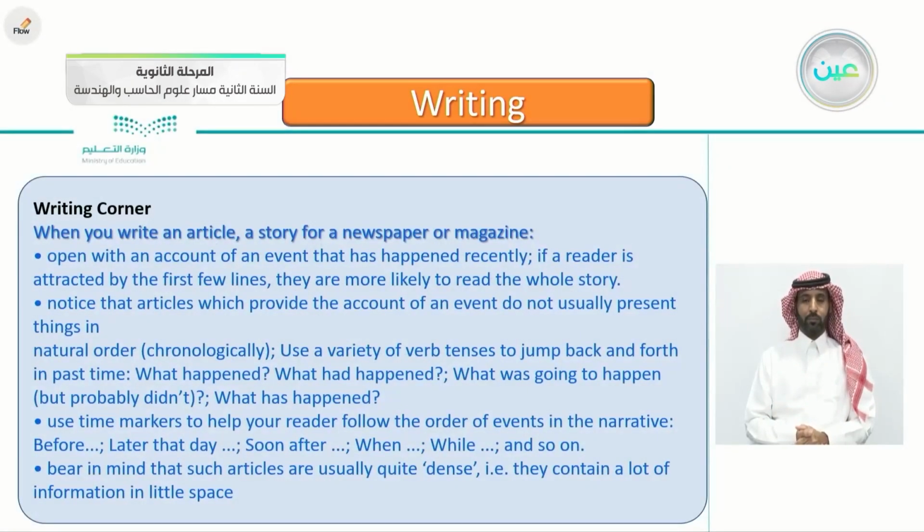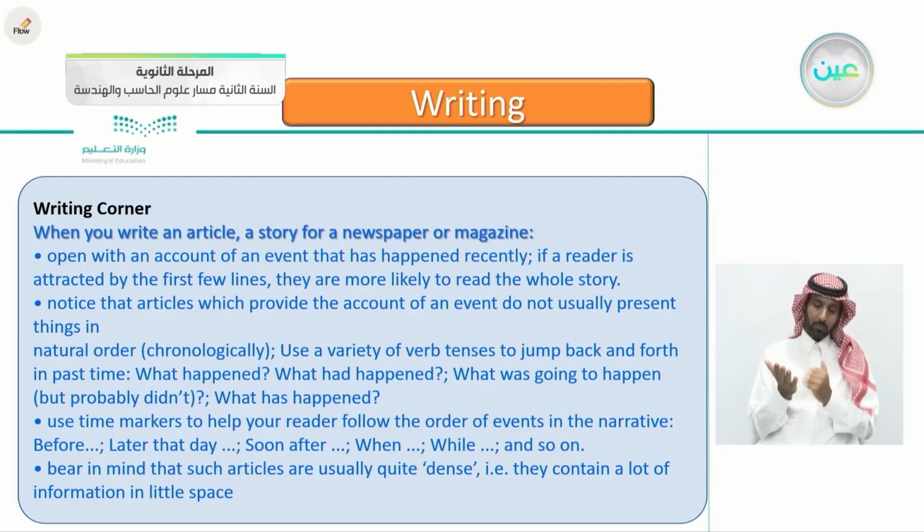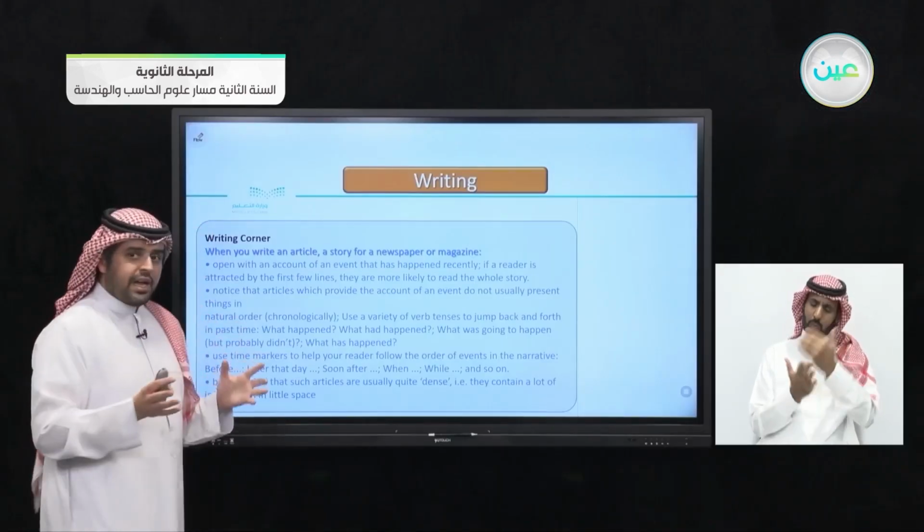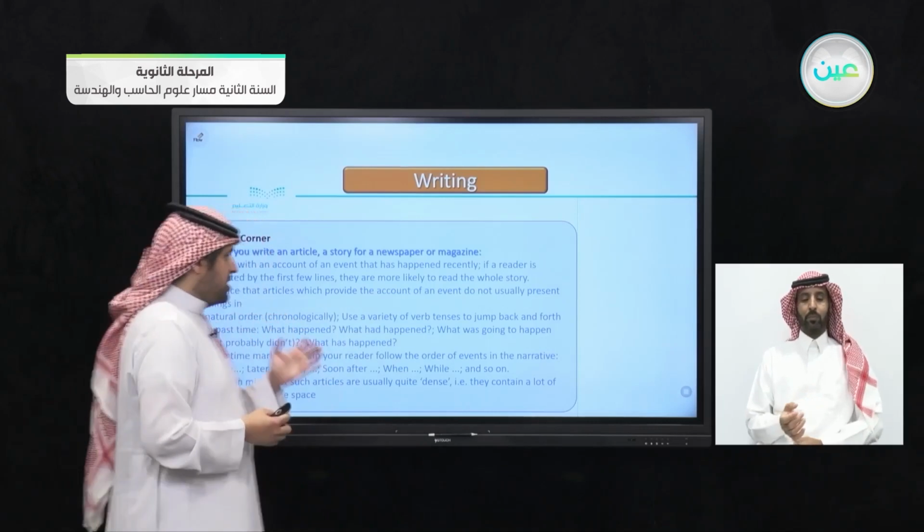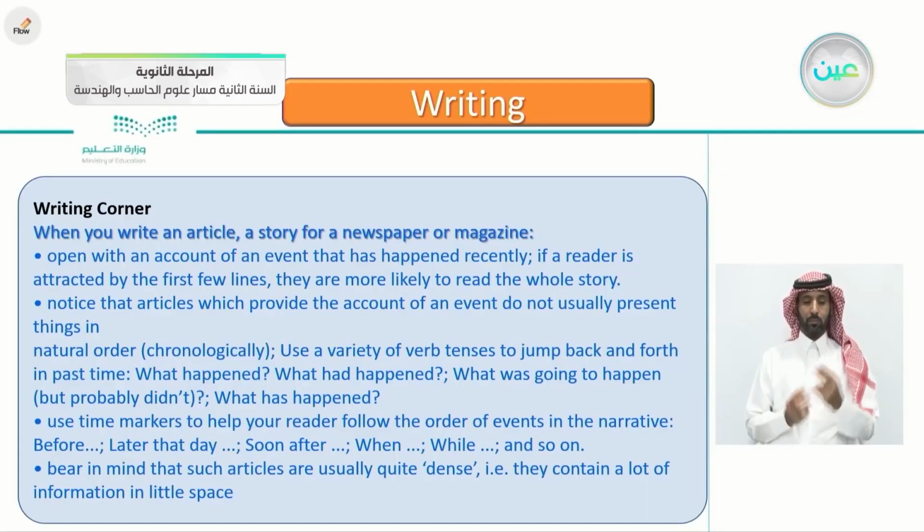Come to the writing corner here. When you write an article or a story for a newspaper or a magazine, here are some pointers for you. The first one, open with an account of an event that happened recently. If a reader is attracted by the first few lines, they are most likely to read the whole story. Just like the article we just read, that a burglar was arrested. He immediately caught your attention. So begin with a line that takes the reader's attention. Again, open with an account of an event that happened recently. If a reader is attracted by the first few lines, they are most likely to finish the whole story.